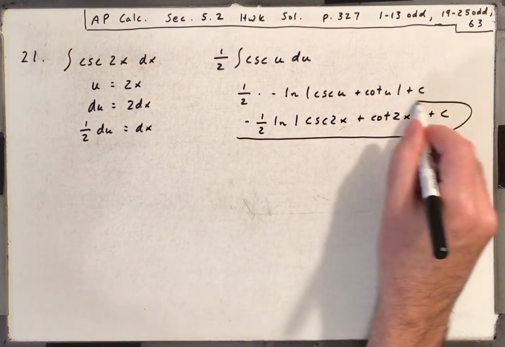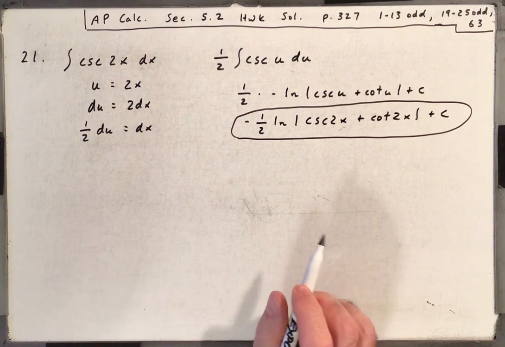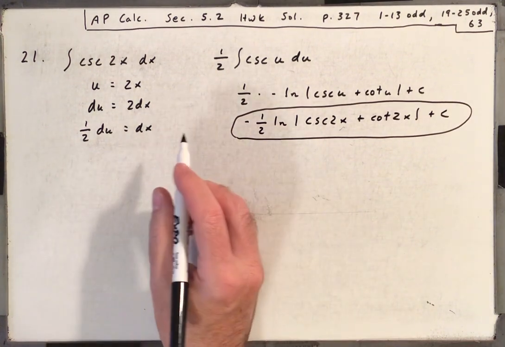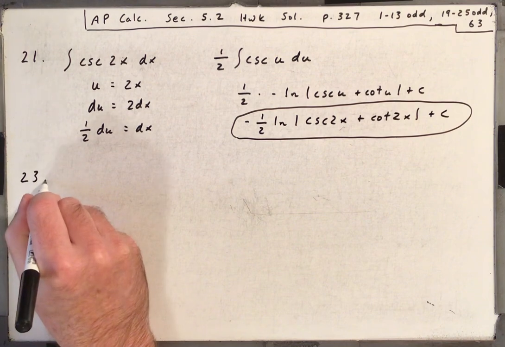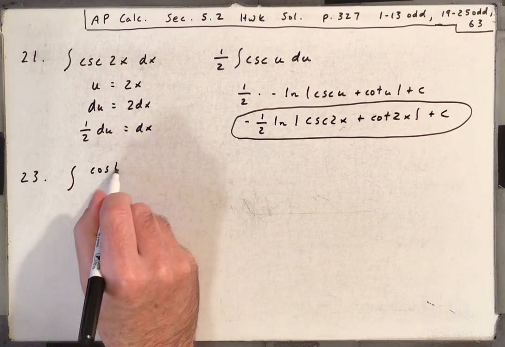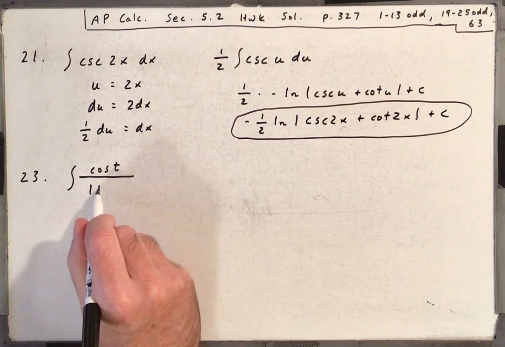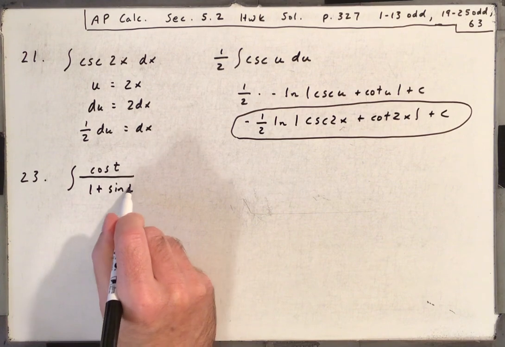All right, but you do have to go through the u substitution there and show that to me. So don't just go straight to the formula. 23. All right, we have cosine t over 1 plus sine t dt.